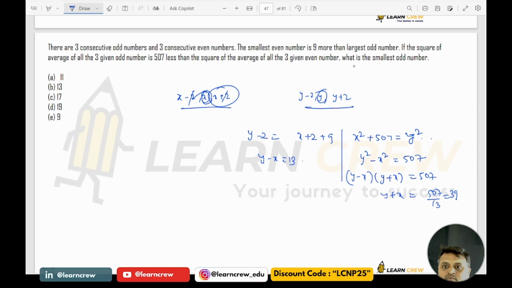So now what is the smallest odd number? Now y minus x is 13, y plus x is 39. The smallest odd number is x minus 2. If you solve these two, you will get 2y is equal to 52. So y is equal to 26 and x is equal to 13. So we need x minus 2, which is 11. So the answer is 11.